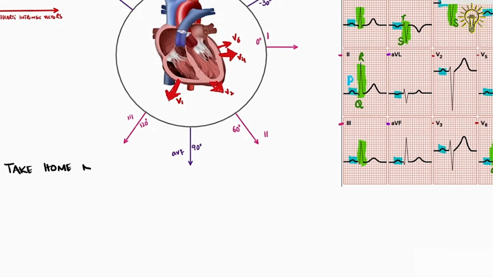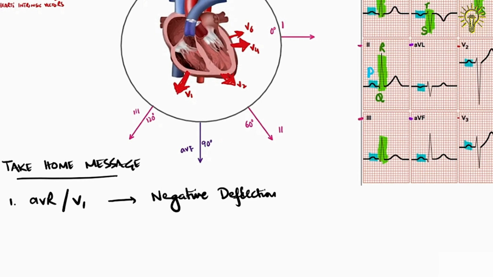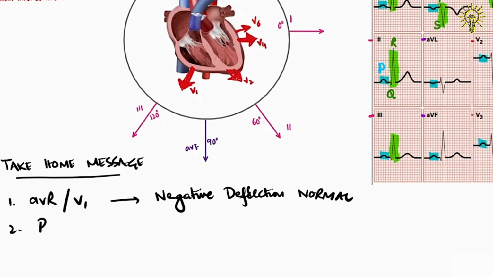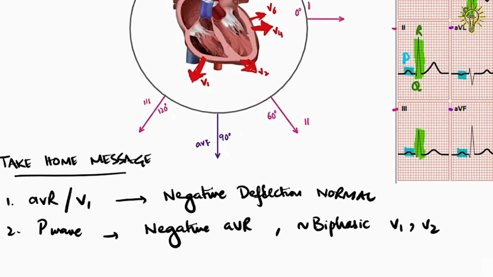So the crux is that a negative QRS deflection is normal in right-sided leads, namely AVR and V1. The P wave is negative in AVR, and it can be biphasic in V1, V2.